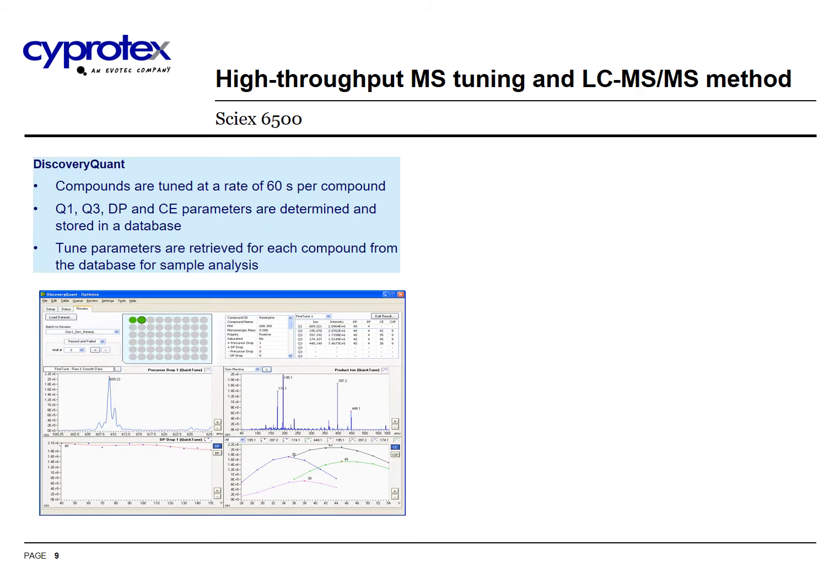Discovery Quant software from AB SCIEX is an automated MRM tuning and optimization for high-throughput drug analysis. It reduces significant amount of time that would take to manually tune the compounds. Compounds are tuned at a rate of 60 seconds per compound. Q1, Q3 scan, declustering potential, collision energy parameters are stored in database.